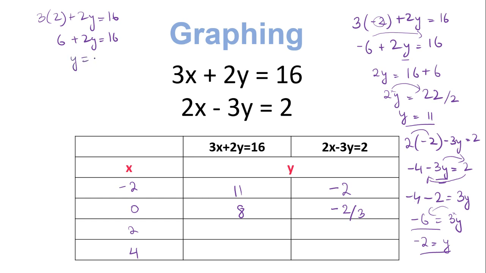And then 2 goes to the other side as well. So 2 is in multiplication with the y. So when it goes to the other side, it comes in division. So 16 minus 6 over 2. 16 minus 6 is 10. y equals 10 over 2, which means y equals 5. So here I have a 5.